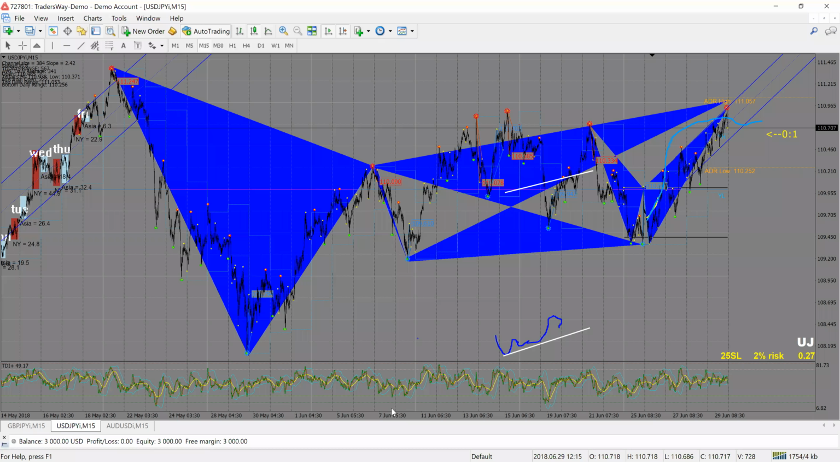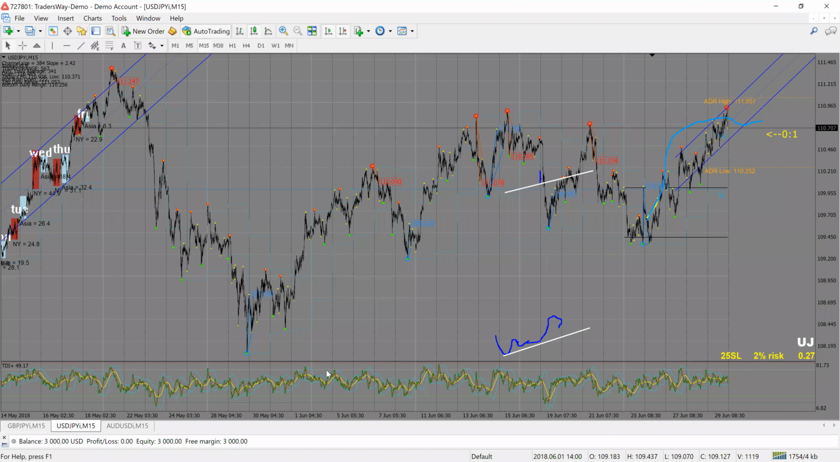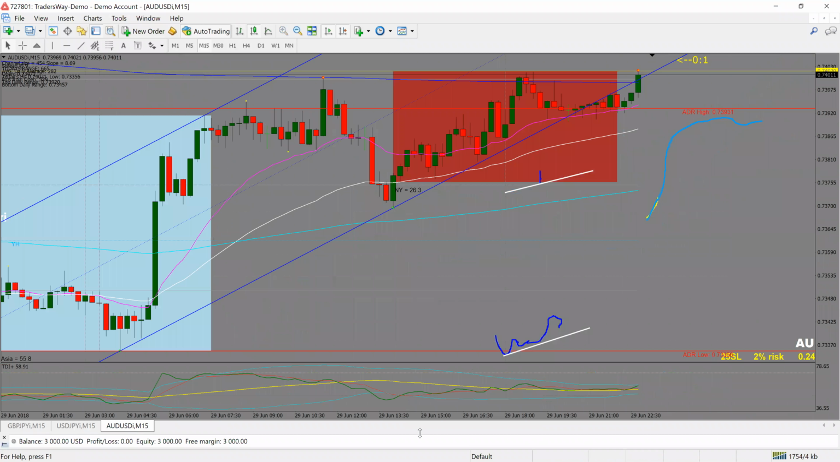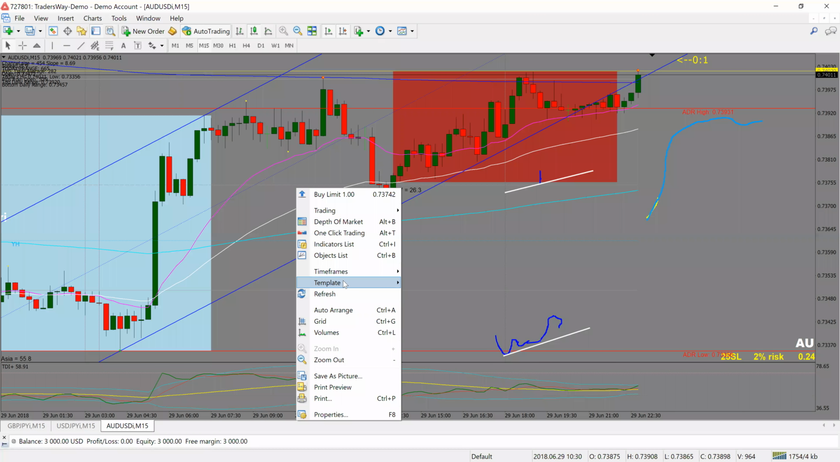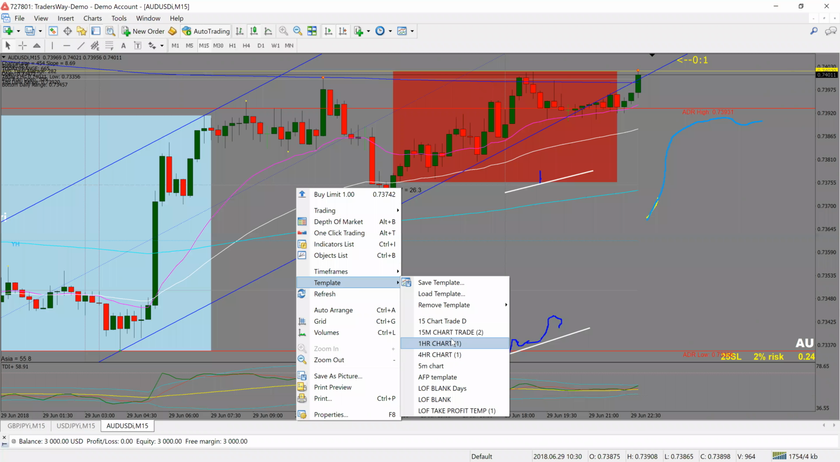All right, so that looks like, so that's GJ. So we analyzed GJ. Let's see what AU is gonna do. AU 1 hour chart.